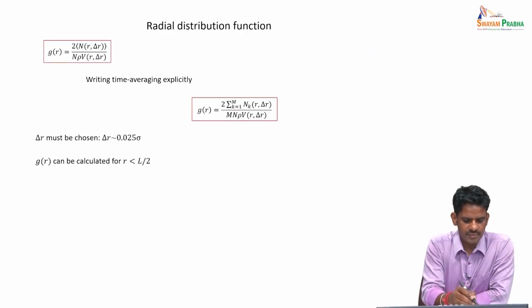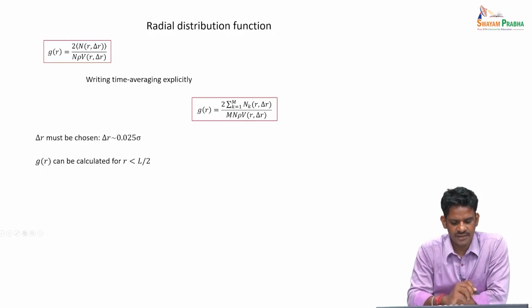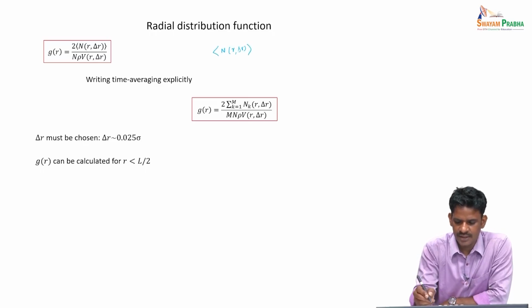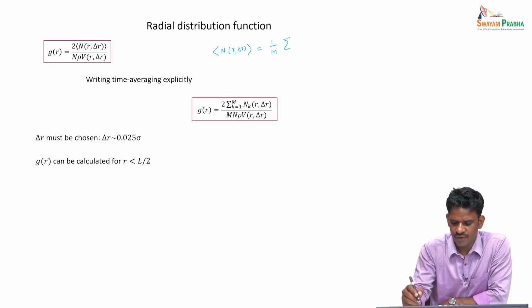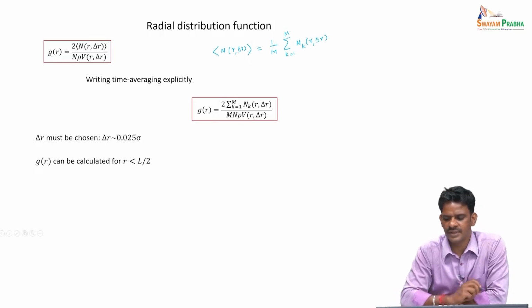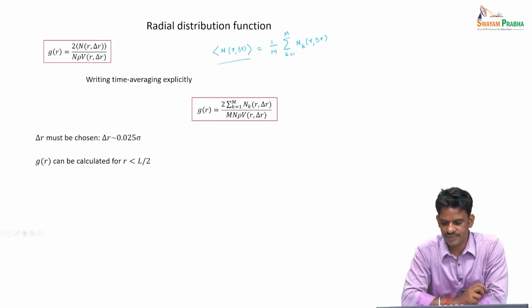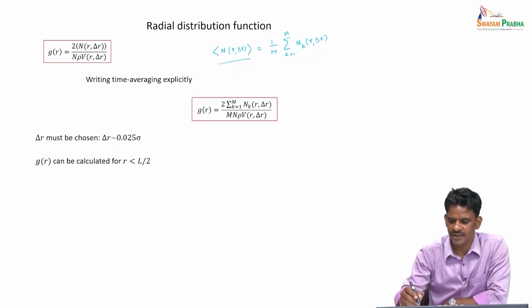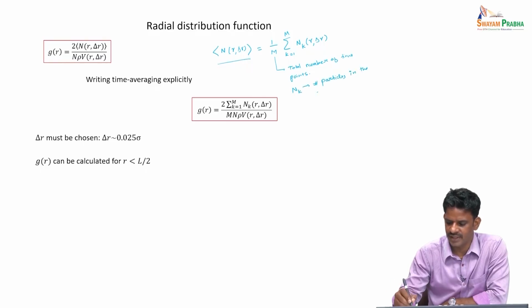If you look at this particular definition, the angular bracket here is basically a time average, and we can explicitly write the time average of n as 1 by M. Let's say there are M data points as a function of time, and this will give you the time average number of particles. So here k is the index for the time points. What this basically means is you have stored the data at different time points and we are averaging over time, and this M here is the total number of time points, and n_k would be the number of particles in the shell at time t.